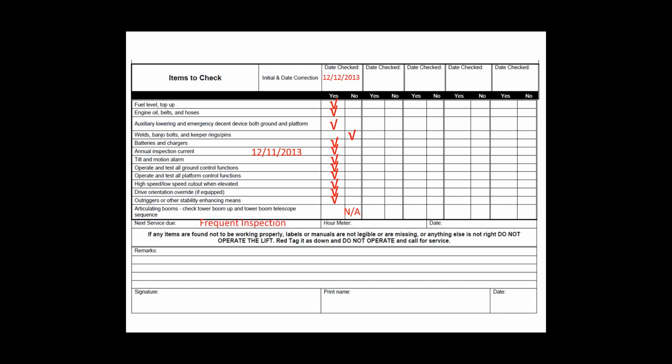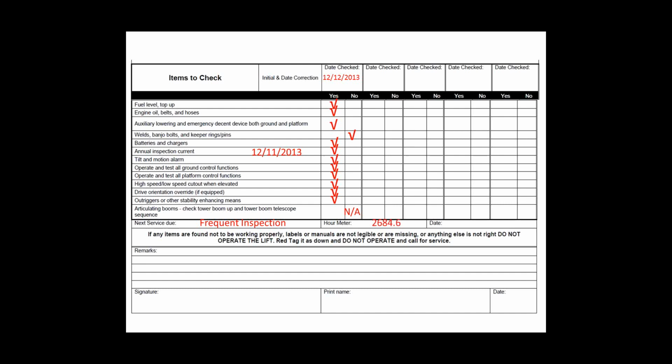Then the next item up is the next service due. Since we're doing a daily inspection, the machine's had an annual inspection. I'm going to say that the next service due is now a frequent inspection. And if you're the owner of the machine, you have a responsibility to do a frequent inspection every 150 hours or 90 days, whichever comes first.